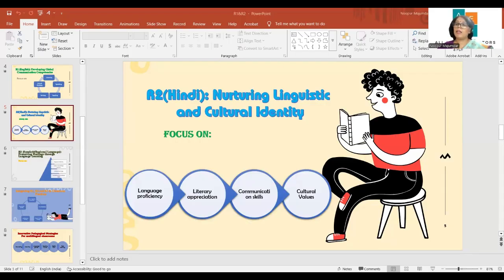Now, finally, the cultural values. Hindi literature introduces learners to Indian traditions, right? हमारे देश की traditions के बारे में बताता है: festivals, historical personalities and the ethical values. So this helps students to appreciate diversity, right? हम दूसरे के बारे में जान सकते हैं while developing respect for different communities and cultures. We have a deep respect for other communities and other cultures.